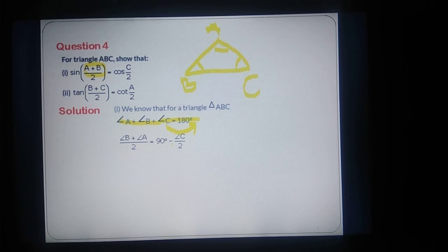So let us see what happens to the left hand side, that is this part. We have sin (A plus B) by 2. Instead of this (A plus B) by 2, I can make use of this part, and this will be equal to 90 minus C by 2. So we know that sin(90 minus theta) is cos theta, right? Where theta is how much? C by 2. So we have sin(90 minus theta) equals cos theta, that is cos C by 2. So that's what we wanted to prove. So pause the video to note down.